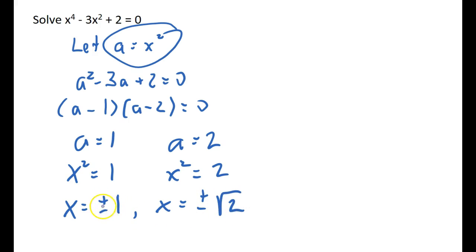Notice, how many answers do we get? 1, 2, 3, 4. And look at the degree. The number of answers you get to an equation will equal the degree.